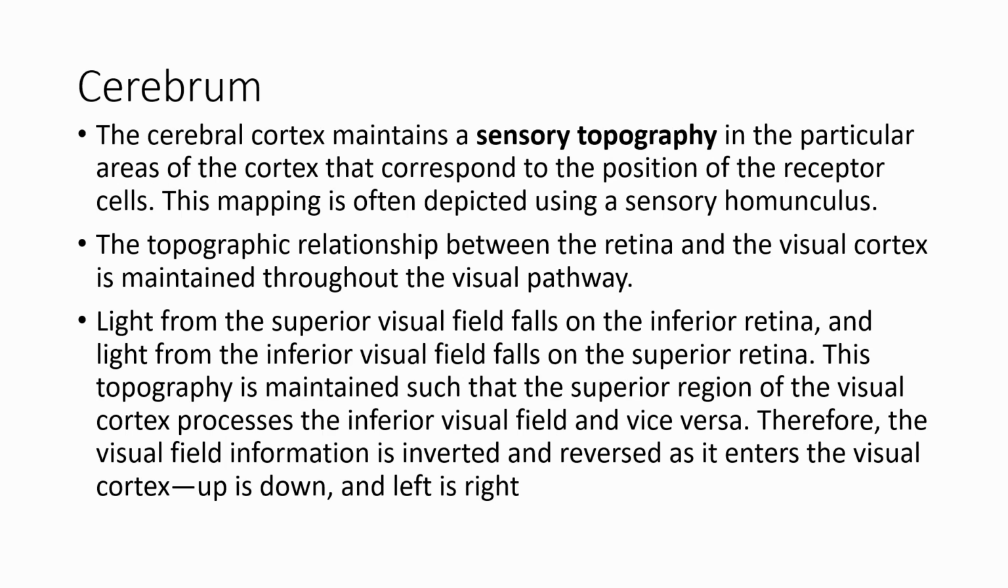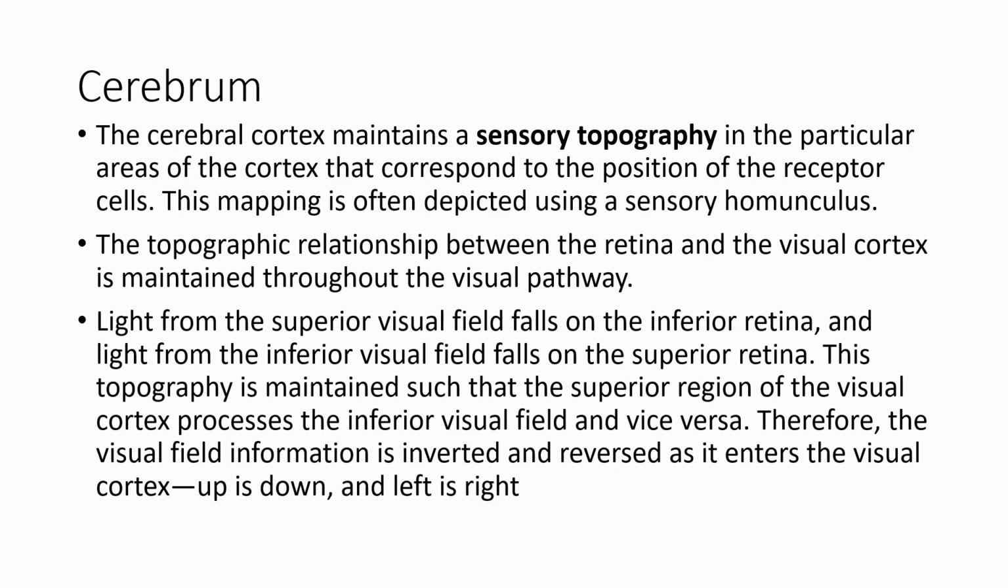With the visual pathway, things are upside down and left is right, though. The reason is that light coming from the superior visual field falls on the inferior retina, and light from the inferior visual field falls on the superior retina. That topography is maintained so that the superior region of the visual cortex processes the inferior visual field and vice versa, because they get flipped on the retina. So the visual field information is inverted. It's upside down and backwards when it enters the visual cortex. So up is down and left is right.